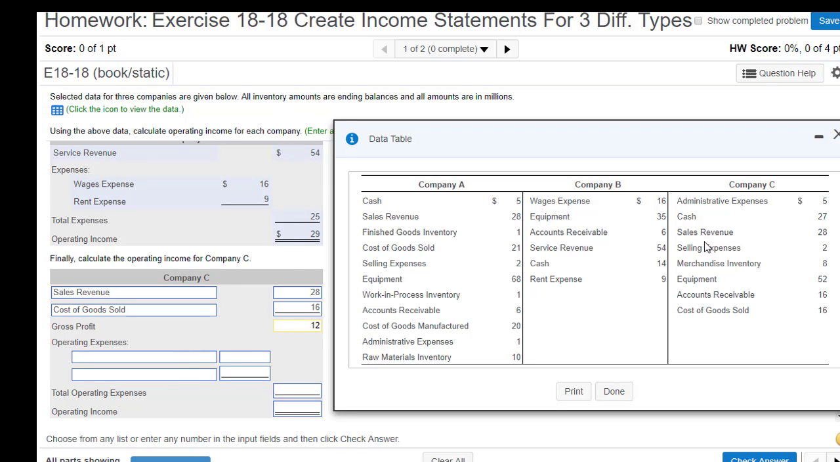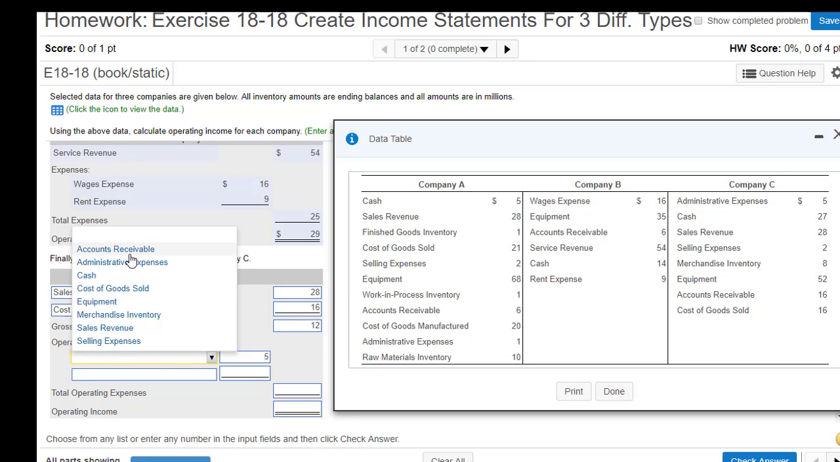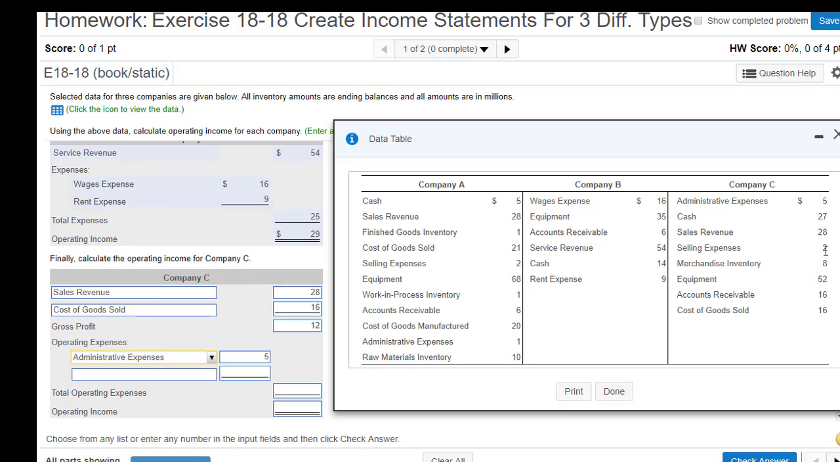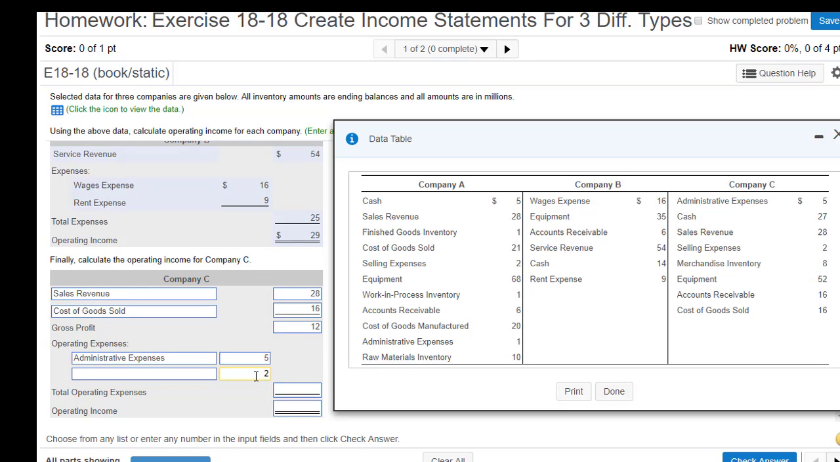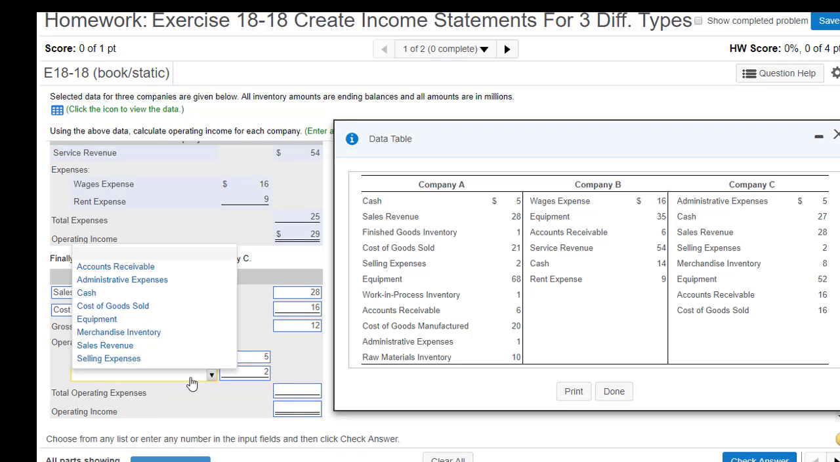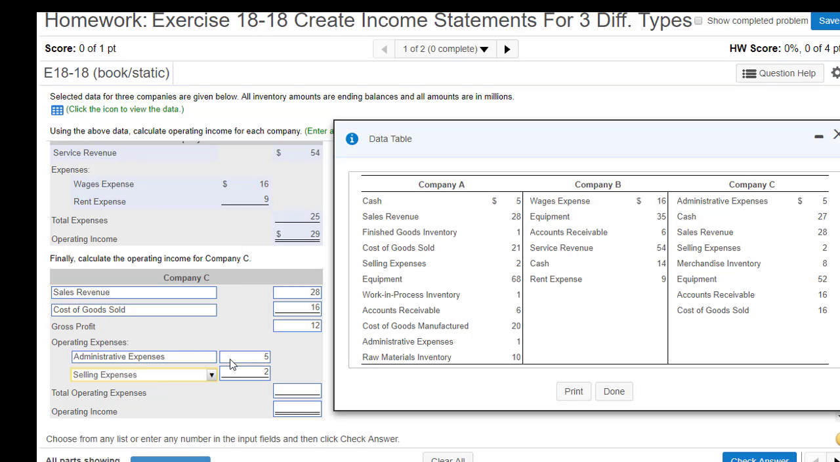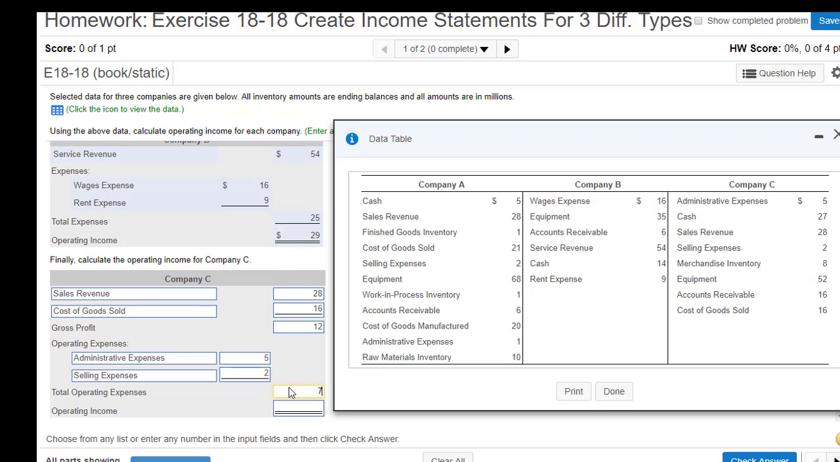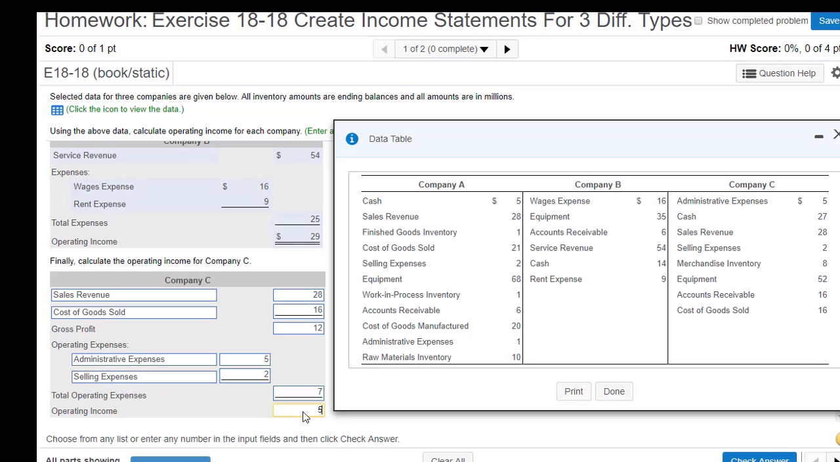And then our operating expenses: we've got admin expenses of $5 million, and then selling expenses of $2 million. It doesn't matter for My Accounting Lab which order you put these two expenses in. In the real world, they usually put the larger one on top. But in the real world, if you were told to do an income statement, you'd grab the previous one and follow their formatting, because companies can use different formatting. So this gives us a subtotal of $7 million of operating expenses, which gives us an operating income of $5 million.